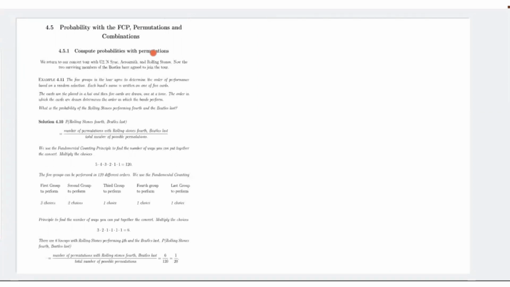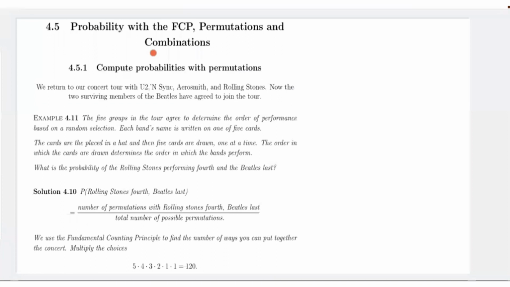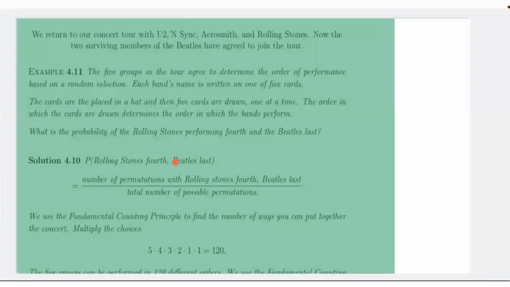I want to make this big so we are able to read this. Probability with the permutation. So let's have examples. The solution is given right here, but I don't want to read the solution. I want to read the story here, so let's read this together.